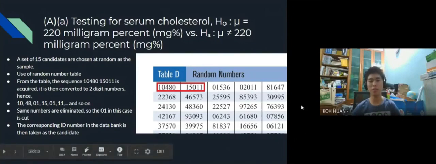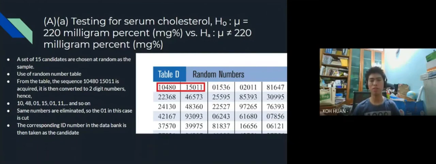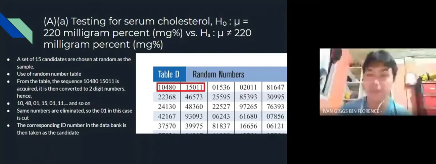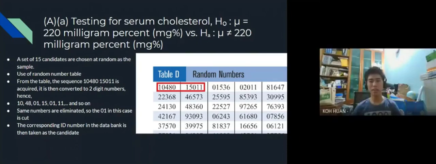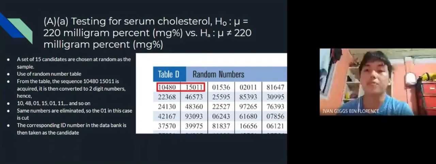We'll be presenting the first question, the hypothesis testing for serum cholesterol, the null hypothesis being mu equals 220 milligrams per cent against the alternative hypothesis, mu is not equal to 220 milligrams per cent. So first we get the data sample, which is a set of 15 candidates chosen at random. We use the random number table to generate the numbers for the ID for the sample data.